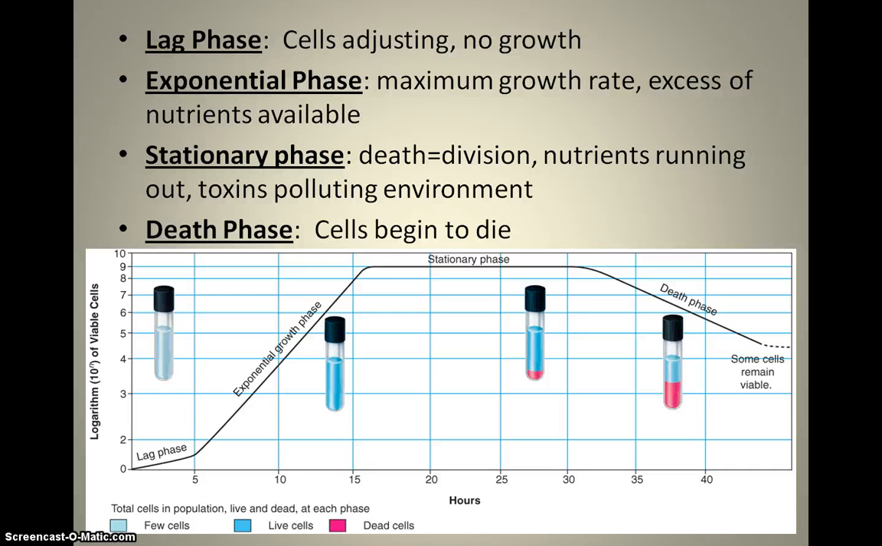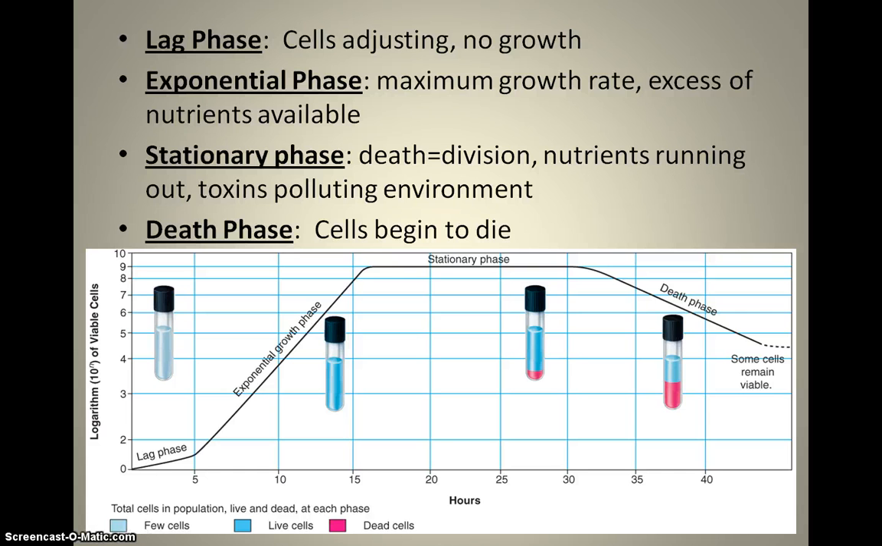As we count the bacteria, we plot those counts onto a curve. On the bottom here is time, and on the y-axis is the number of viable cells. This is a logarithmic scale, so it's been changed so it looks linear, rather than being an exponential curve.